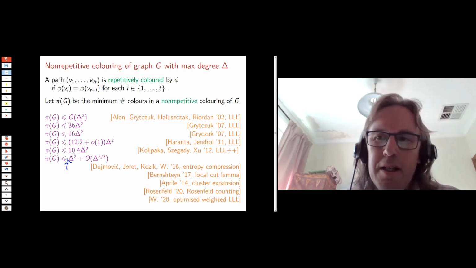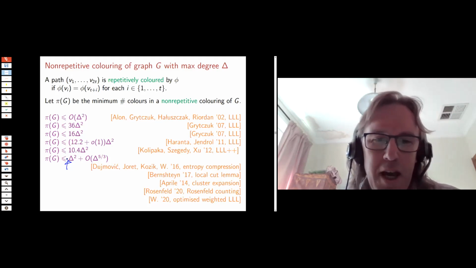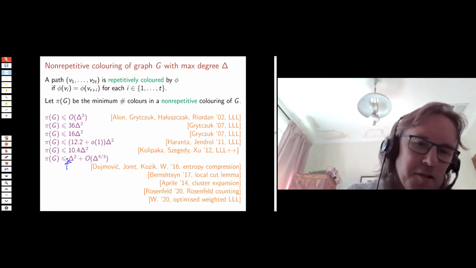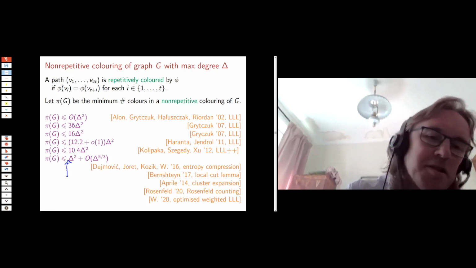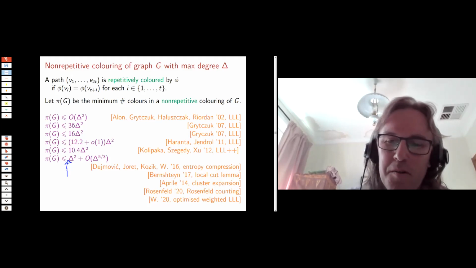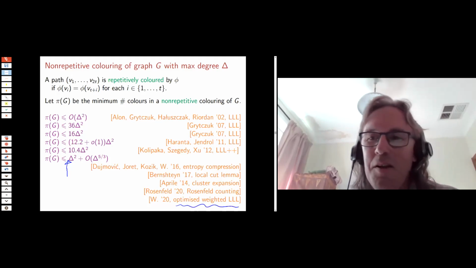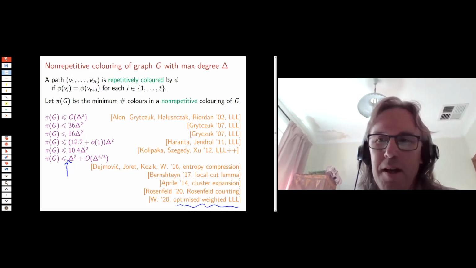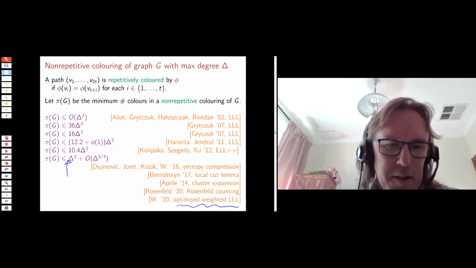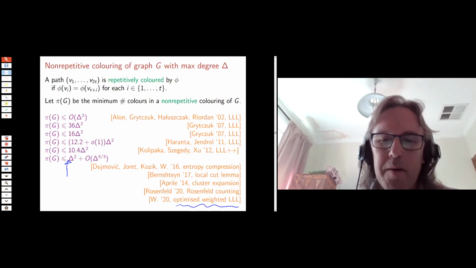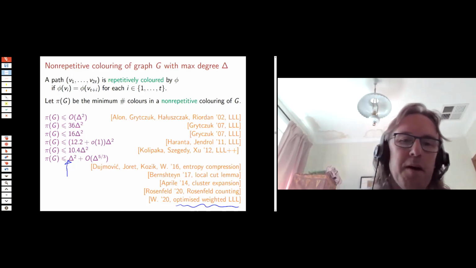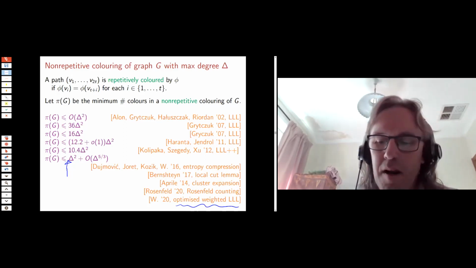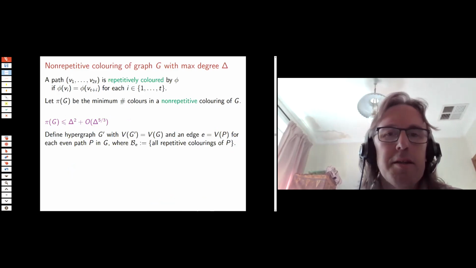And curiously, I recently realized that you can, in fact, get this constant of 1 here using the local lemma. So it's something I call the optimized weighted local lemma. That's another story. But you can, if you push hard enough, get this best known bound using the local lemma. But I want to show that you can get this bound just using the generic framework. And this is how you do it.